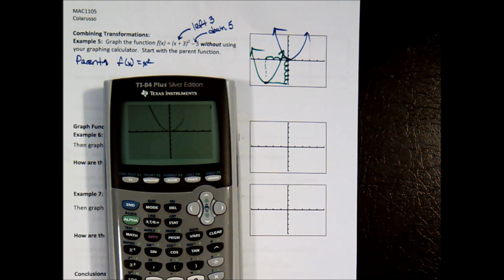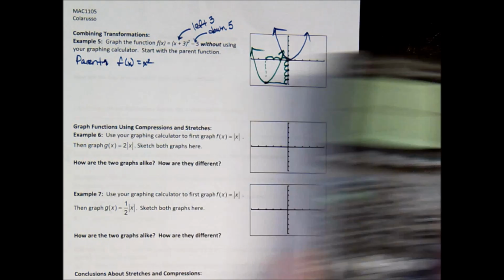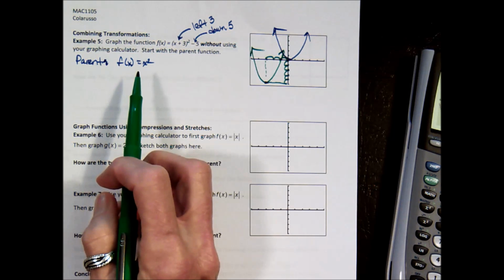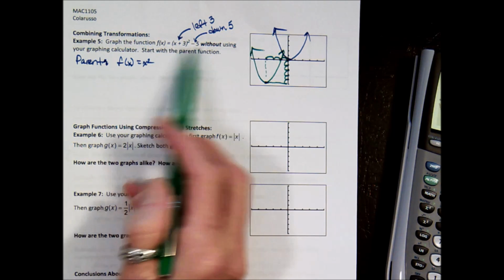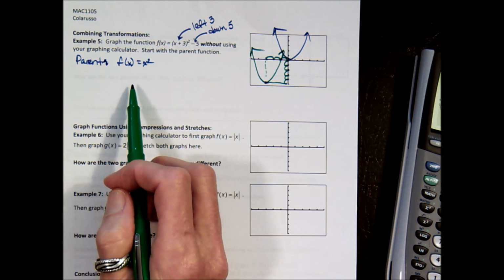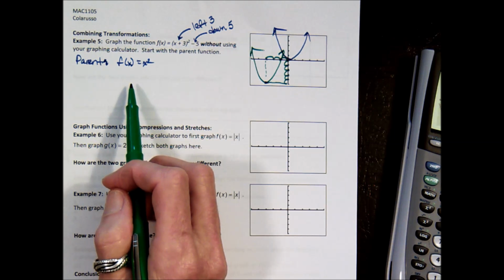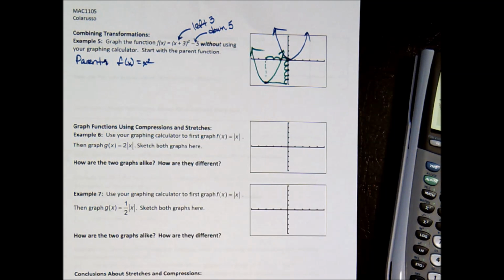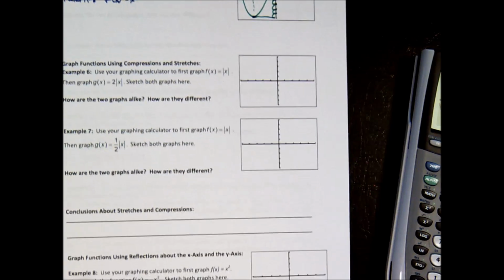There's the parent, and then over 3 and down 5. That's exactly what happened. Left 3 and then down 5. So without even looking at the points, we can see what's happening. I didn't even have to do an XY table. I could have done an XY table, but I really didn't need to, as long as I understand what is happening to that parent function. Okay, those were horizontal and vertical shifts.